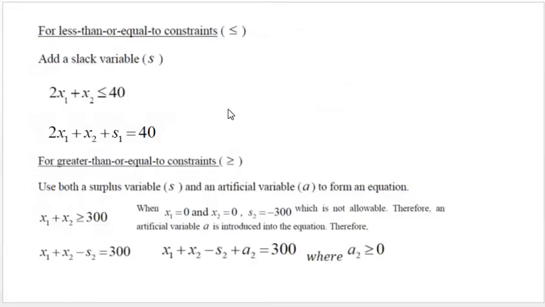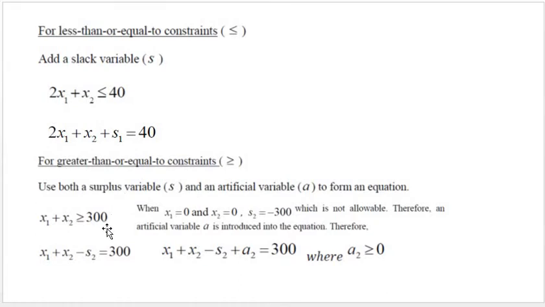So for less than or equal to constraints, add a slack variable. For example, consider the constraint 2x1 plus x2 less than or equal to 40. So introduce a slack variable s1. Therefore we can convert this constraint having less than or equal to inequality into an equation 2x1 plus x2 plus s1 equal to 40. Similarly, for greater than or equal to constraints, introduce an artificial variable and a surplus variable.